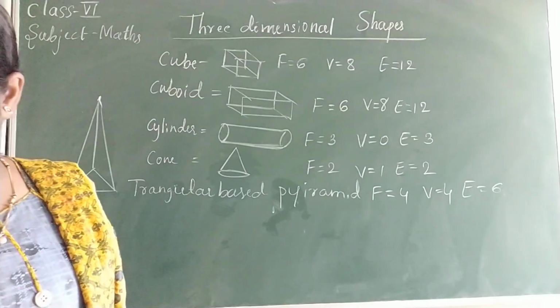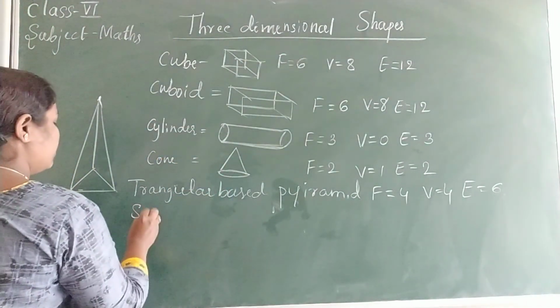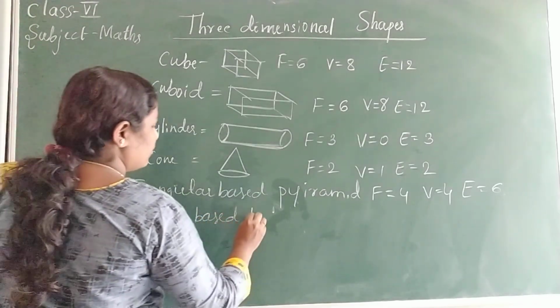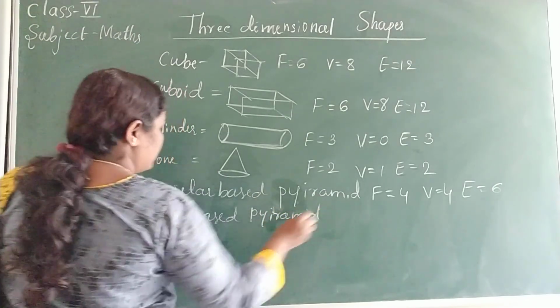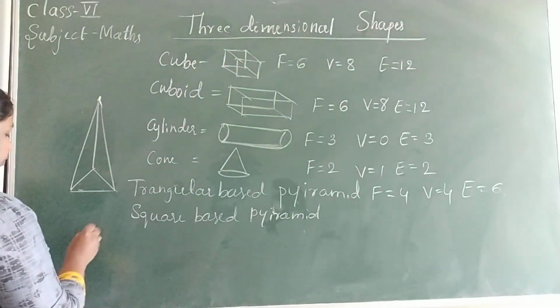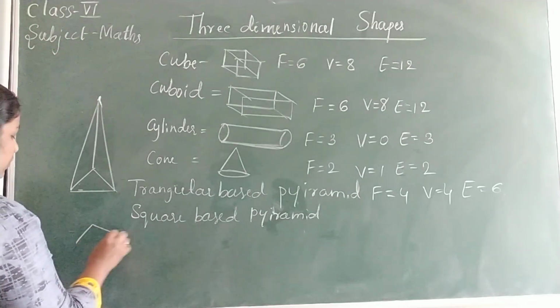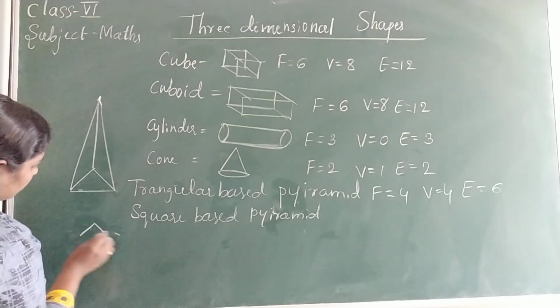Next come to the square based pyramid. Square based pyramid. This is a square. I'll write a little at the corner.